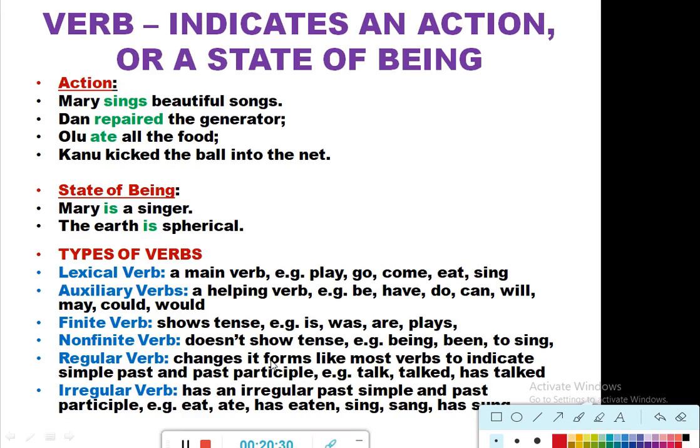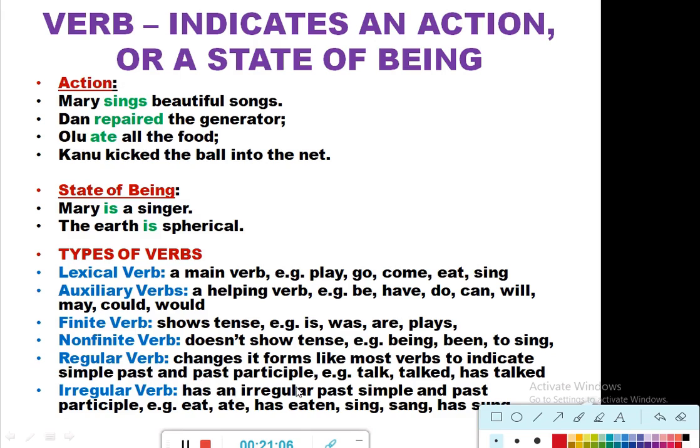So then we have the regular and irregular verb. The regular verb changes its forms like most verbs to indicate simple past and past participle. For example, talk, talked, and has talked. I talk to a group of students regularly. I talked to the group yesterday. John has also talked to them. All right, so that's the example of regular verbs.